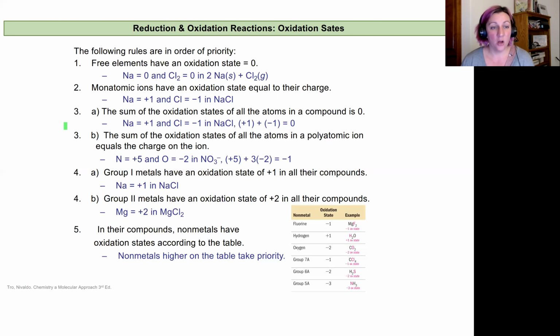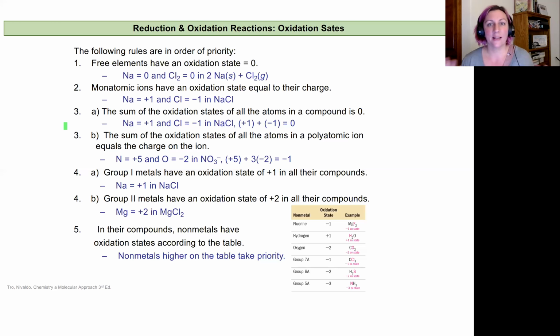We also know that the sum of oxidation states for all atoms in a polyatomic ion will then equal the charge of that polyatomic ion. And then that will get a little bit more complicated, but we'll address it in Rule 5. So basically, if you have a molecule with a charge, all your oxidation states need to equal that overall charge of the molecule.